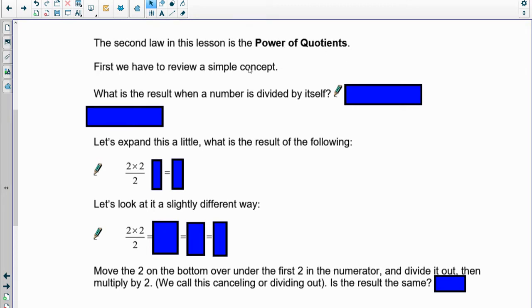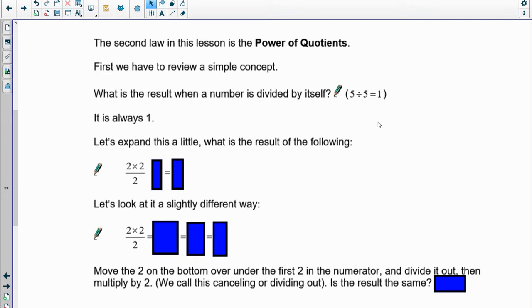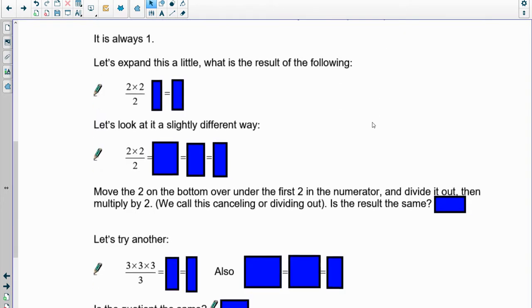So let's review a simple concept. What is the result when a number is divided by itself? If I have 5 divided by 5, I get 1. It's always 1. Anything divided by itself is 1. Now let's expand this a little bit and take a look at our first set of examples. 2 times 2 in the numerator and 2 in the denominator. Now 2 times 2 gives me 4, and 4 divided by 2 gives me 2. Remember, you have to do the numerator first, because with multiplication and division, you work in the order that it appears, and because the numerator has multiplying in it, you multiply first, then you divide.